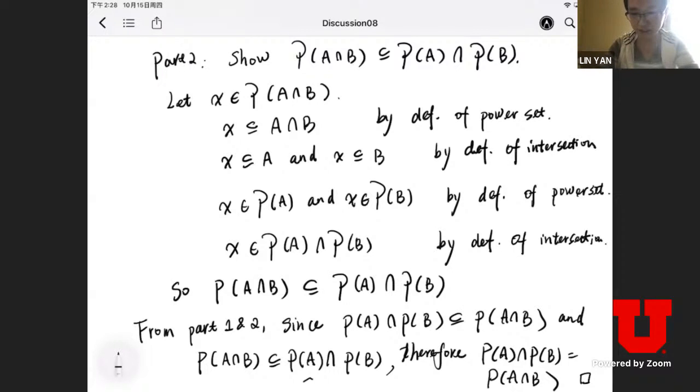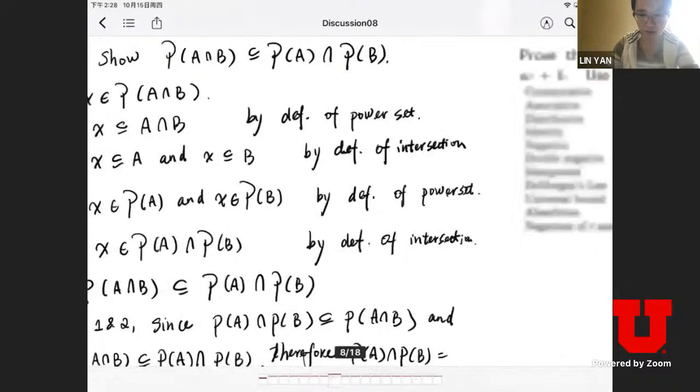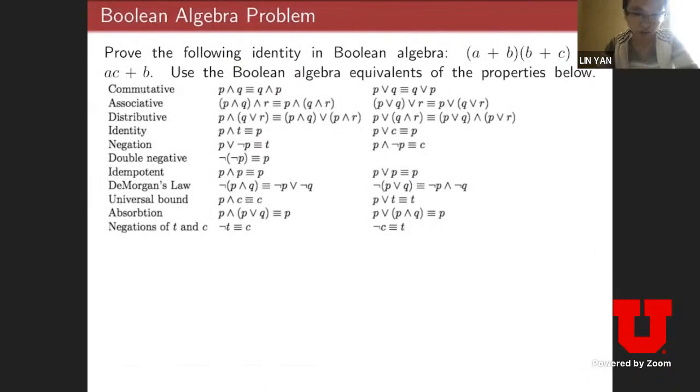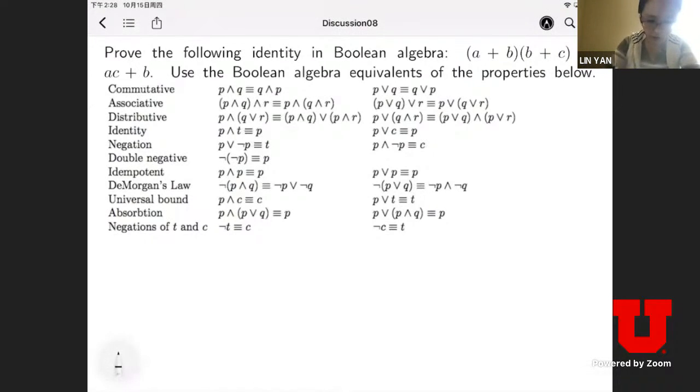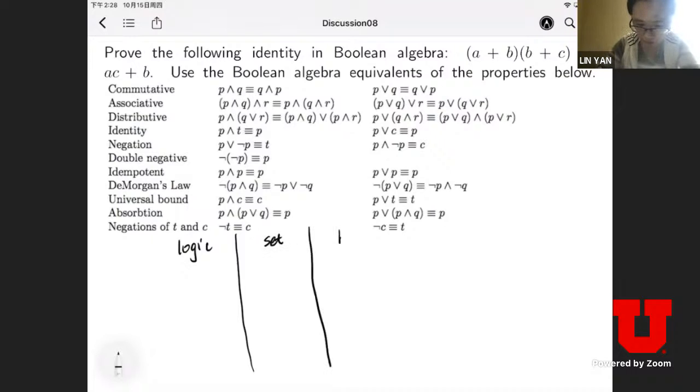Great, let's go to the next question. Use the rules of logic to prove the Boolean algebra. Let's record that the rules of logic, for the set theory, and for the Boolean algebra are the same.